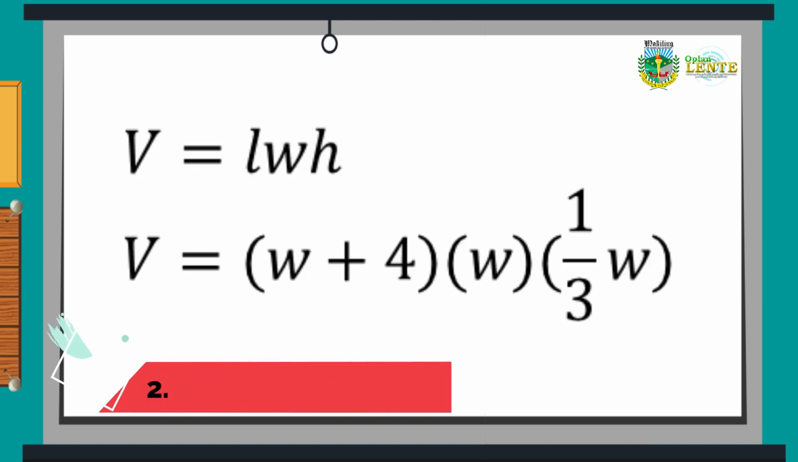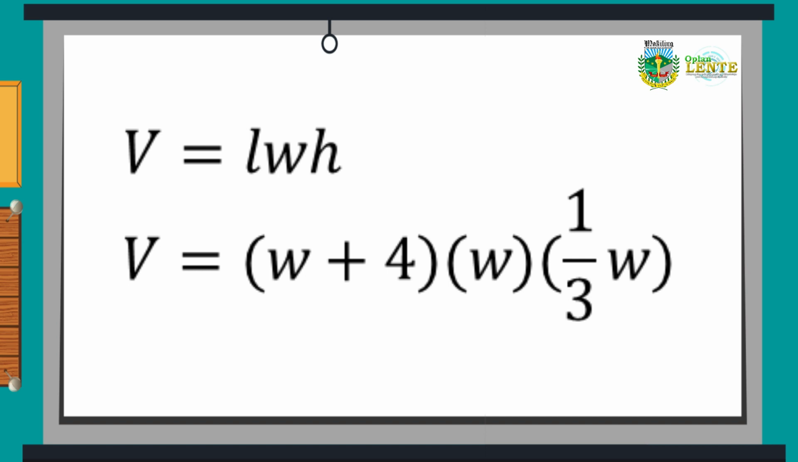Next, step 2. Devise a plan. Since the volume of the rectangular solid can be presented as V is equal to the length times width times height, by substituting the given, we have now a polynomial function V is equal to the quantity W plus 4 times W times 1/3 W.